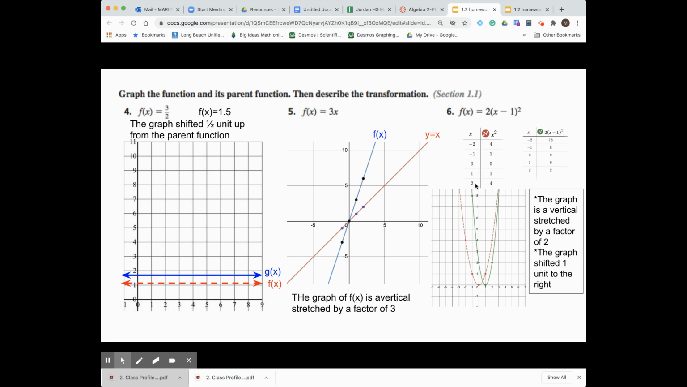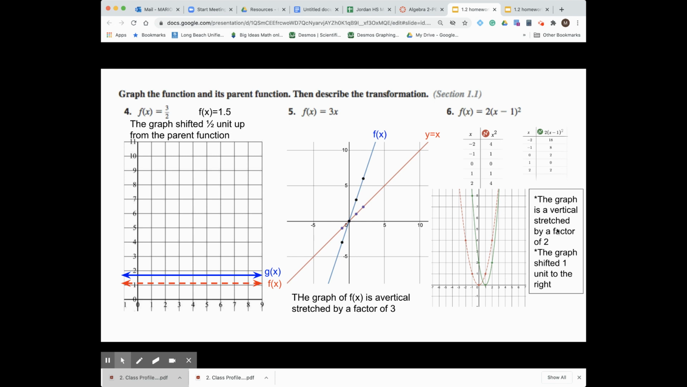So let's just pick some values here. Look at this 2 right here. When I input a 2, I get 4. When I input a 2 here, I get a 2. So notice here, my vertical stretch, I got 2 right here. So 0, I get 2. -1, I get 8. -1, I get 1 here. -2, I get 4. So that's what you do right here to this one.